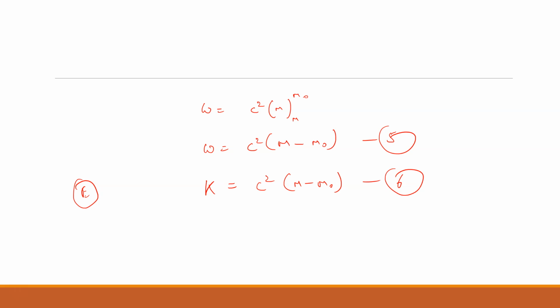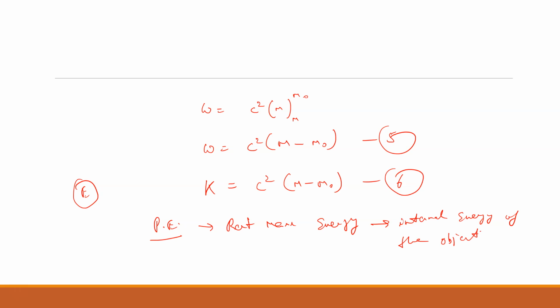Now our aim is to derive the potential energy. By definition, in the case of relativity, the potential energy is the rest mass energy. It is equal to the internal energy of the body or object. It is also equal to the work done to bring all the particles which make the object together, of rest mass m naught.